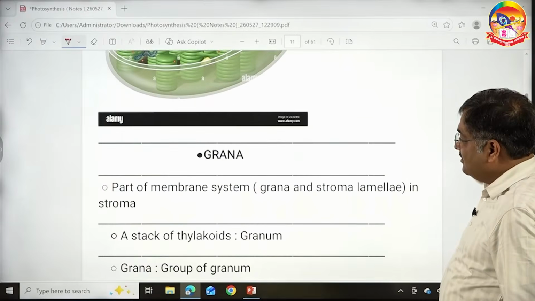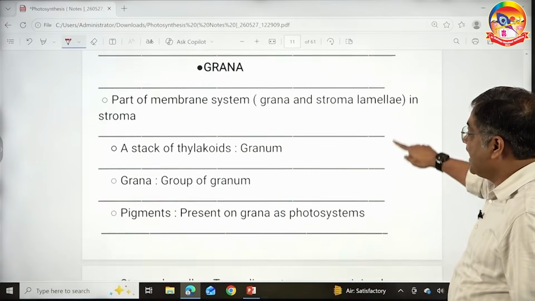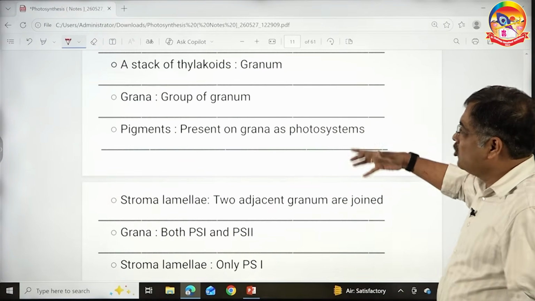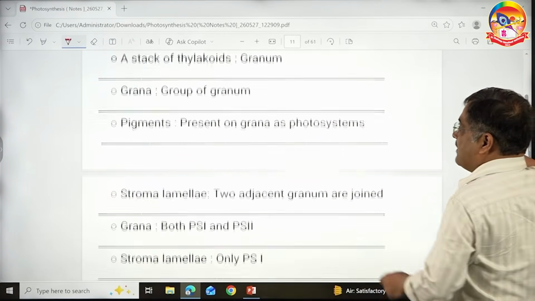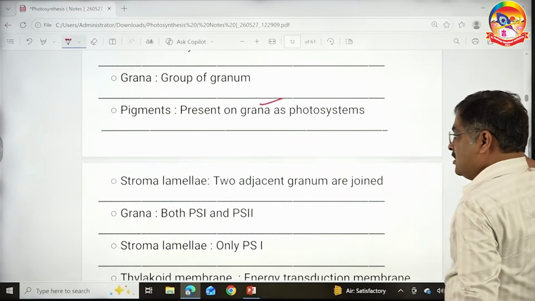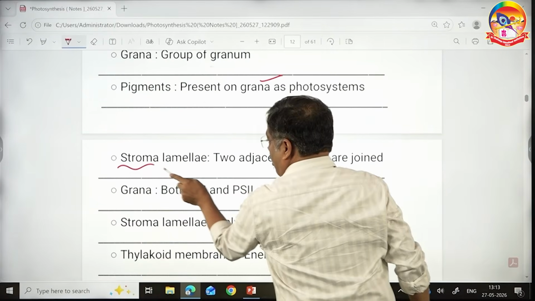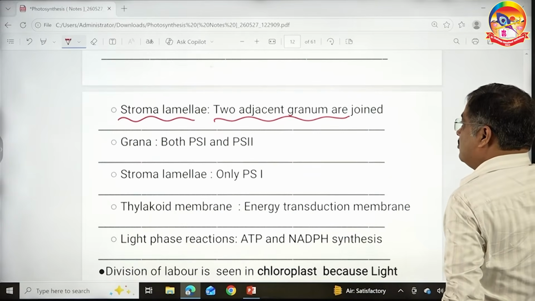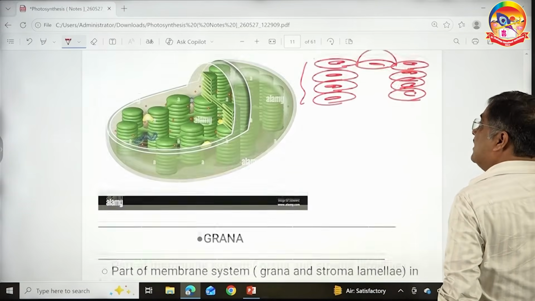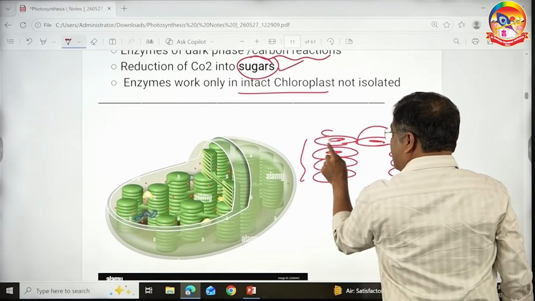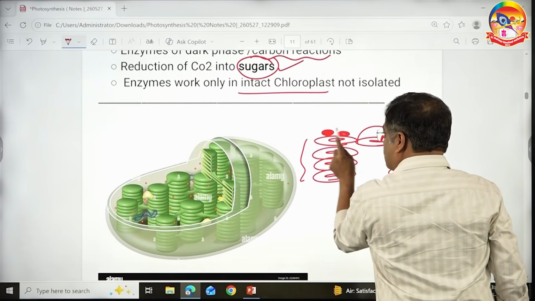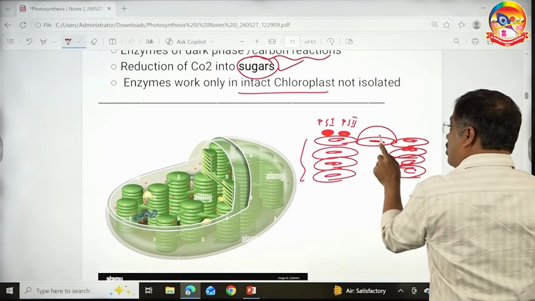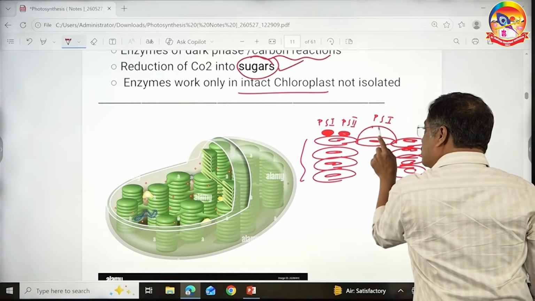All right, grana, a part of the membrane system, is a stack of thylakoids. A group of granum is called grana. Pigments are present on grana. Stroma lamellae, just now I have shown you. The two adjacent grana are joined by stroma lamellae. And you know, this is very important. On this grana, children, there are both photosystem 1 and photosystem 2. Whereas on stroma lamellae, there is only photosystem 1.